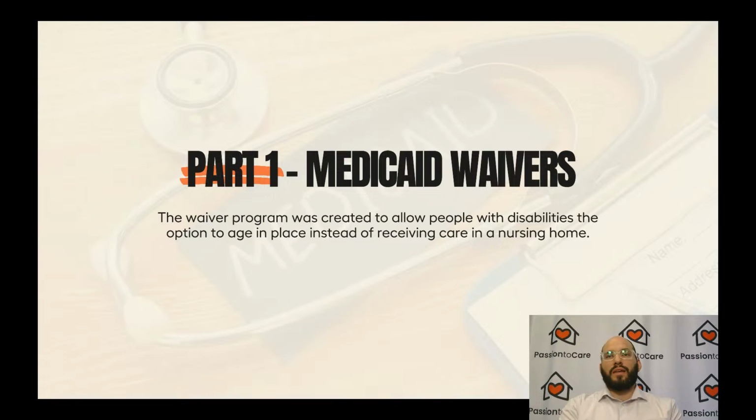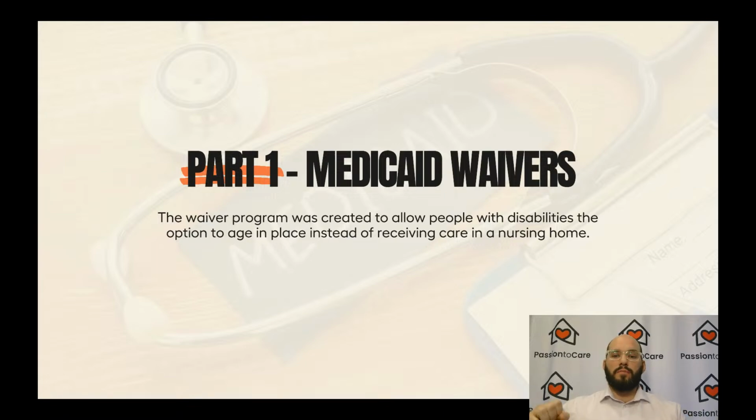The average cost of care is somewhere in the range of $9,000 a month for full-time care in a nursing home. It's a little bit less in Indiana. It's only about $7,000 or $8,000 a month on average for full-time care in a nursing home. And so they created these waiver programs to waive your right to full-time institutional care in a nursing home, to be able to age in place and remain at home for as long as possible.